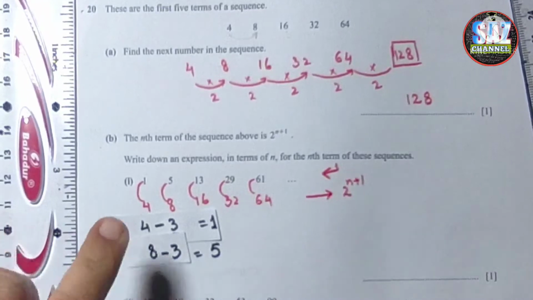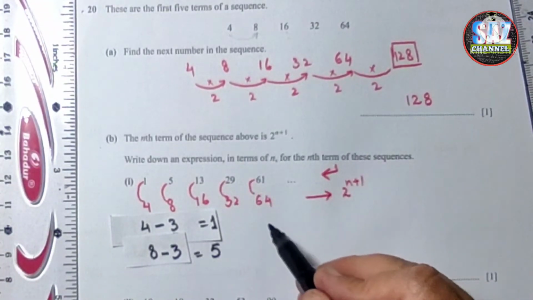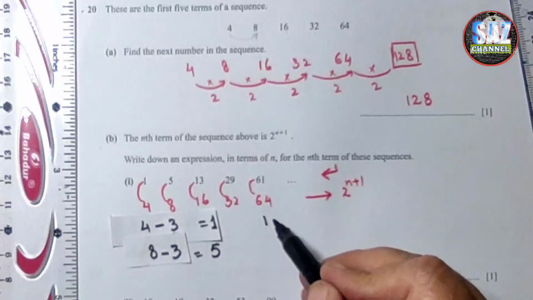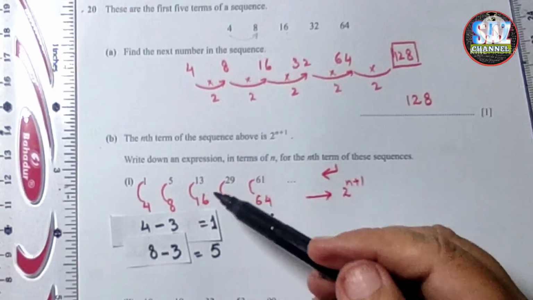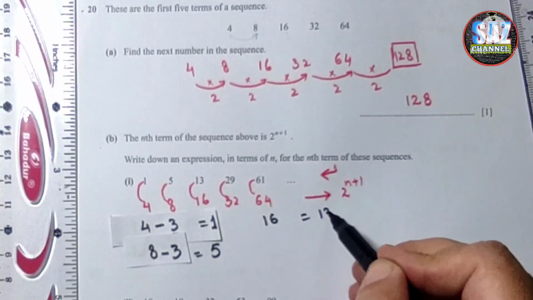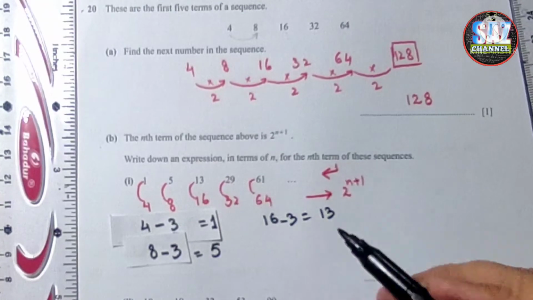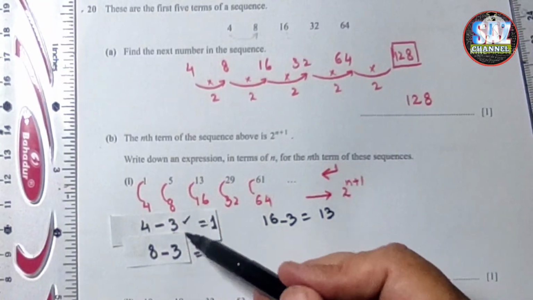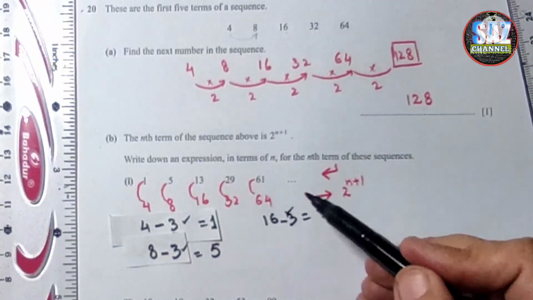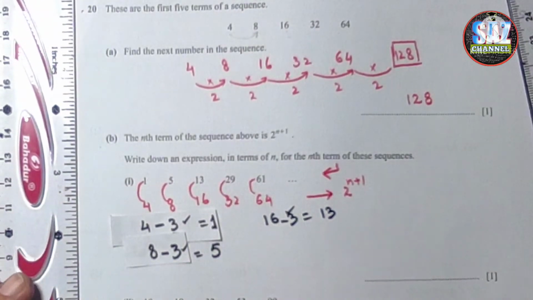8 minus 3. Now the third term is 16 in the original question, but the new sequence has the third term 13. So what should I do to get it? If we observe all of the patterns carefully, we can see that we are taking away 3 from each term and we are getting the new sequence.